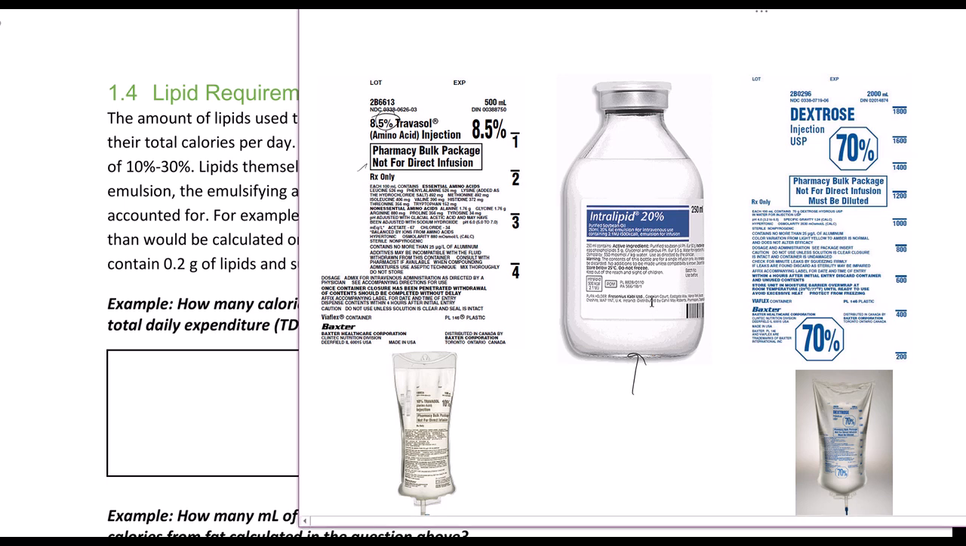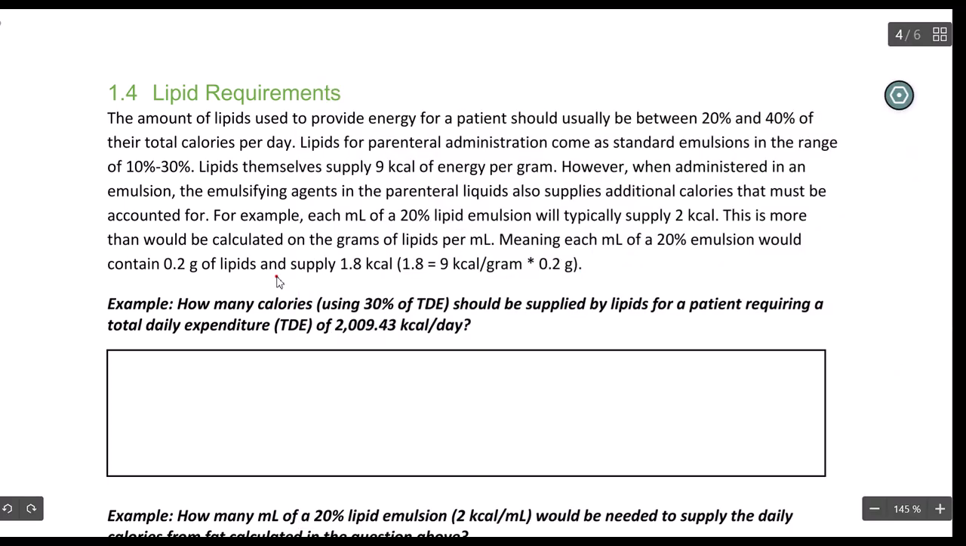The emulsifying agent, as well as the fat, is going to give some sort of energy to the system. So when we talk about lipids, let's talk about a few things. First is, what's the lipid requirement of an individual? It's usually 20 to 40% of their total calories that they need per day, or their total daily expenditure.